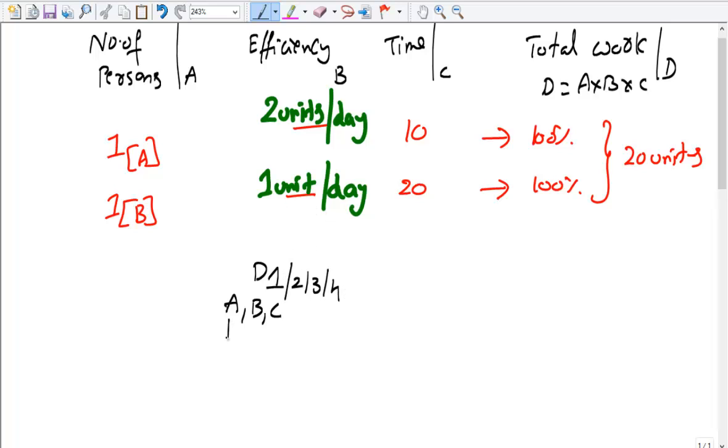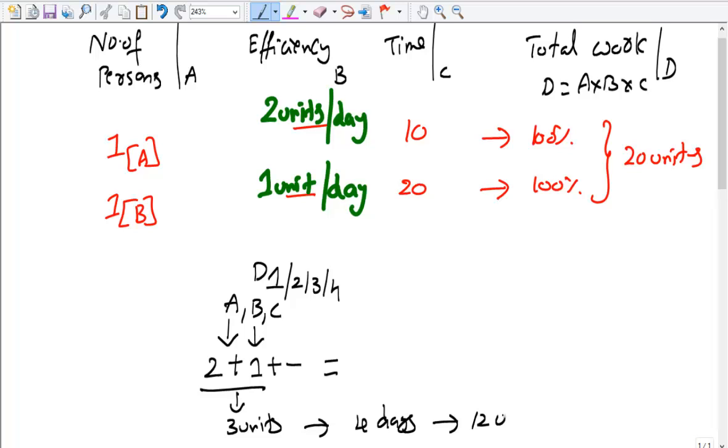Now, every day A finished 2 units plus B finished 1 unit, and we have no idea about C. However, together A and B finished exactly 3 units. In 4 days, they finished 12 units. The remaining work, which is 8 units, is done by C.